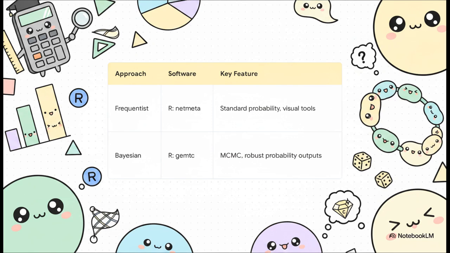On the other hand, we have the Bayesian approach, typically using packages like gemtc. This leverages Markov chain Monte Carlo simulations. The Bayesian framework is incredibly flexible. Its major advantage is that it generates incredibly robust probabilistic outputs and direct treatment rankings, which brings us perfectly to how we actually interpret these results.